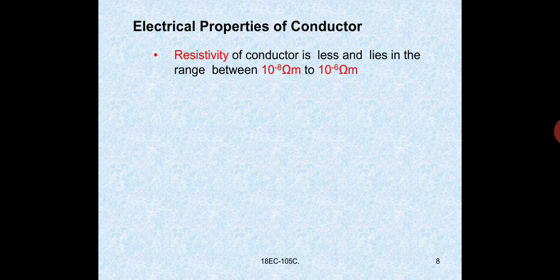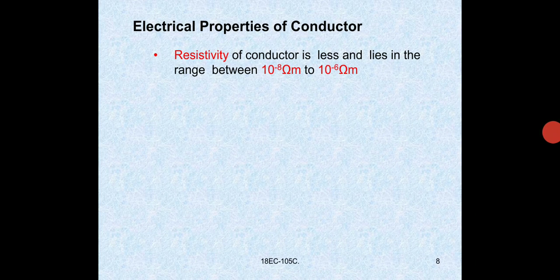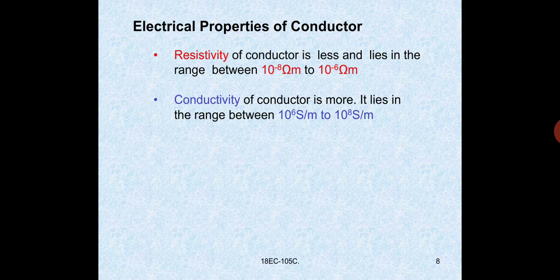The important one is the resistivity of the conductor, and it is very less. The value varies between 10 to the power of minus 8 ohm-meter to 10 to the power of minus 6 ohm-meter. That is, 10 to the power of minus 8 means 1 by 10 to the power of 8. Well, the conductivity of the conductor is more.